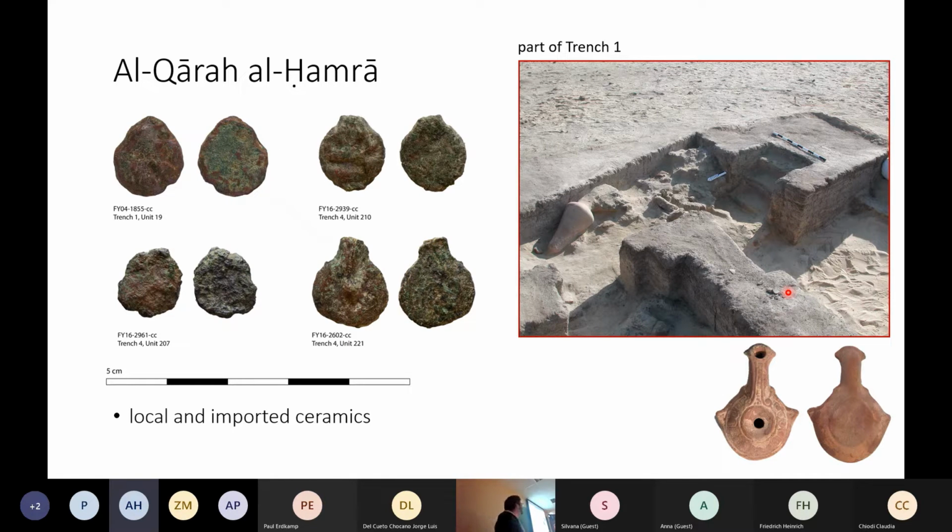Both local and imported ceramics were found at the site, imported from other regions of Egypt and of the Mediterranean. And these ceramics and coins allowed us to date the site to the 1st century BC to the 2nd, 3rd century AD, so late Ptolemaic, early Roman period.